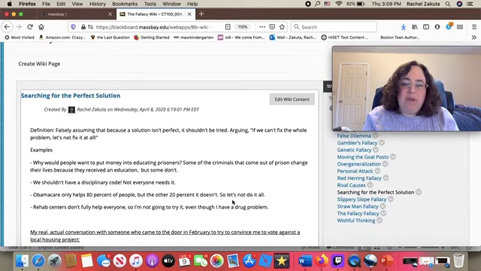So searching for a perfect solution is falsely assuming that because a solution isn't perfect, it shouldn't be tried. It's the kind of argument that says if we can't fix the whole problem, let's not fix it at all. Okay? This kind of reasoning is used a ton. It was the basis of the entire campaign against Obamacare.